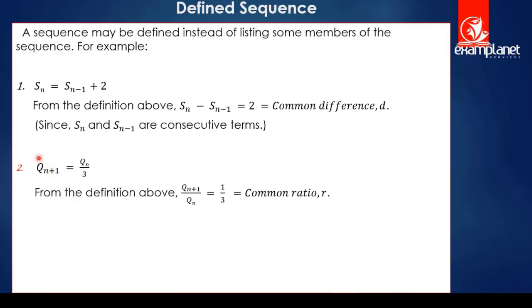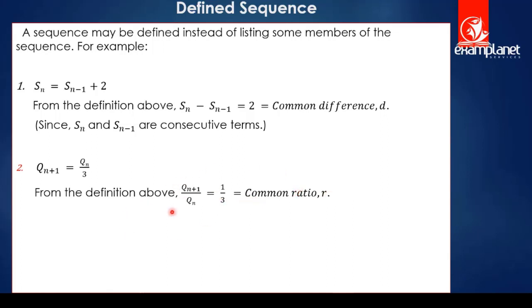Alright, so this is an example. Qn plus 1 is equal to Qn over 3. If you look at this, if I bring Qn under Qn plus 1, then I'm going to have Qn plus 1 over Qn equal to 1 over 3. So, for instance, if my n is 1, I have Q2 over Q1, just like you have T2 over T1. If your n is 2, you have Q3 over Q2. If your n is 3, you have Q4 over Q3. So, they are consecutive terms. Therefore, this 1 over 3 stands as our common ratio.